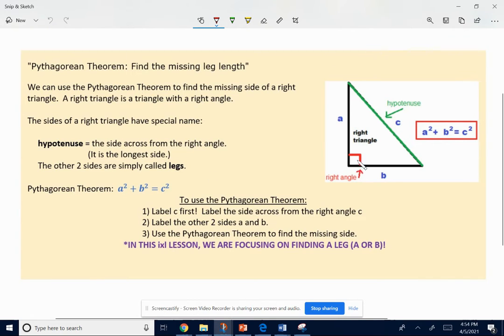It's still important to make sure you put c across from the right angle right away so you don't get mixed up. You're still going to label the other two sides a and b, and then you'll still use the Pythagorean theorem formula to find that missing leg. Okay, let me show you.